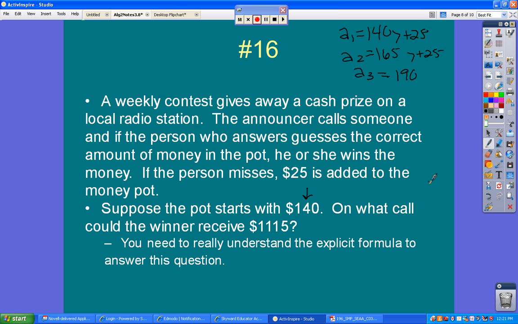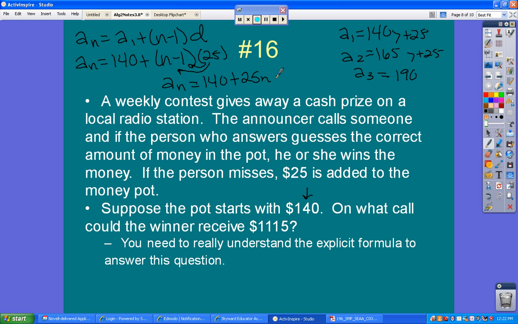I don't want to do this all day. That really kind of stinks. So we're going to write the formula. A sub n equals a sub 1 plus n minus 1 times d. First term we were given is 140. N minus 1. D, what am I doing each time? I'm adding 25. Go ahead and distribute. A sub n equals 140 plus 25n minus 25.